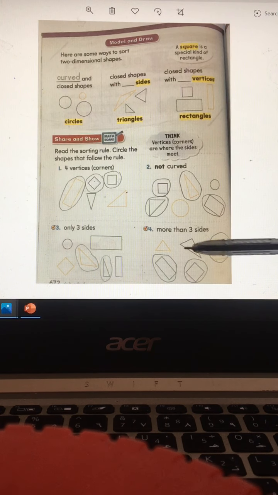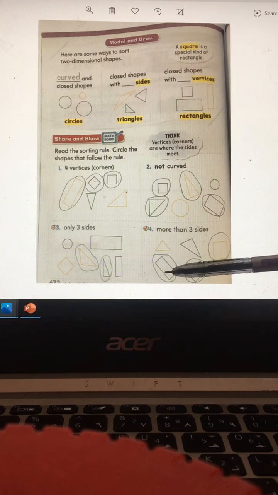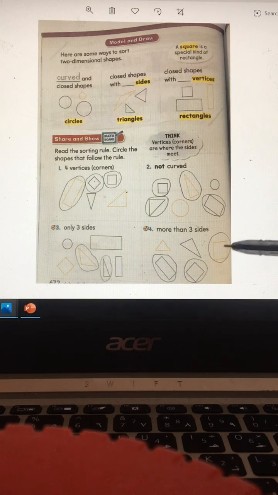Let's go to question number 4. The sorting rule is more than 3 sides. I'm going to circle the shapes that have more than 3 sides. The rectangle, of course, has 4 sides, so I'm going to circle it. The square also has more than 3 sides. It has 4 sides. That's why I have to circle it. This is another square, so I'm going to circle it as well.